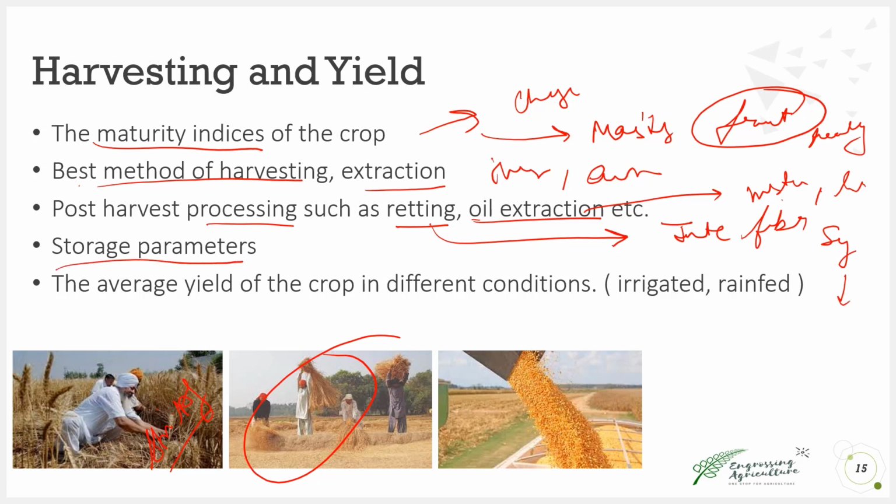Storage parameters: how much percentage of moisture should be present while we are storing the particular crop. Average yield of the crop in different conditions. It means how many quintals or how many kgs of produce we are producing from the particular crop per unit hectare or per unit tree, in irrigated and rain-fed conditions.